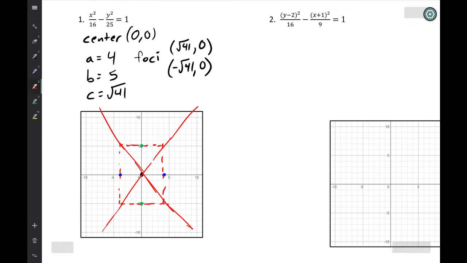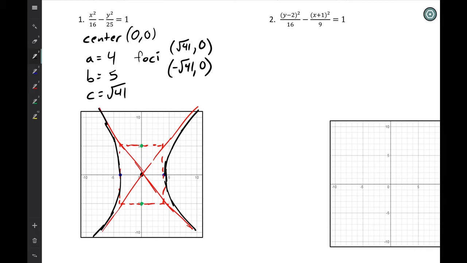And then to actually graph this, you start at the vertex, leave it, and go towards the asymptote. Same thing over here, same thing over here. They're kind of interesting to graph. It's a little bit fun.